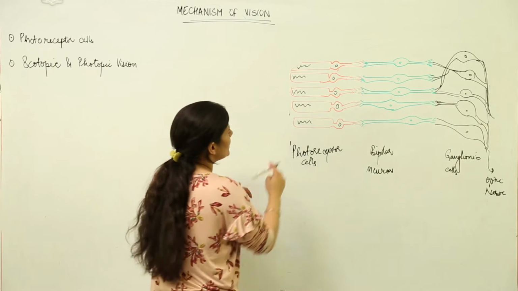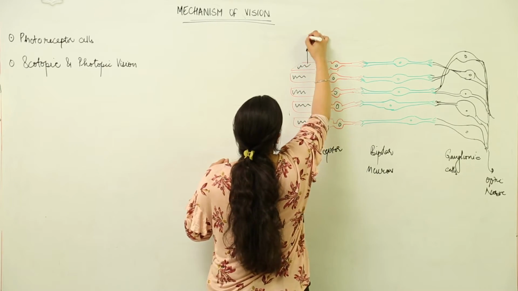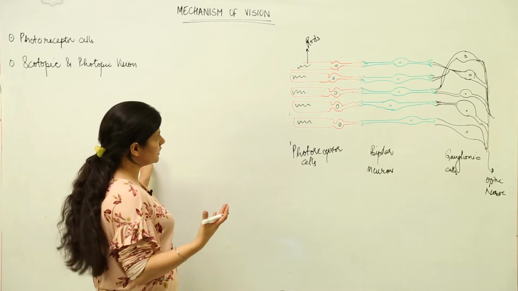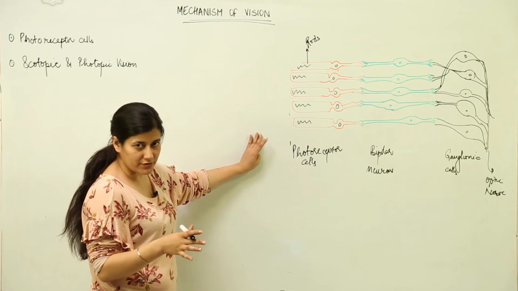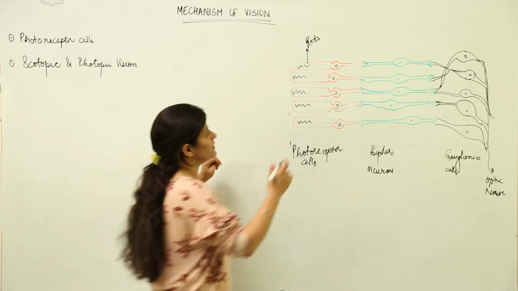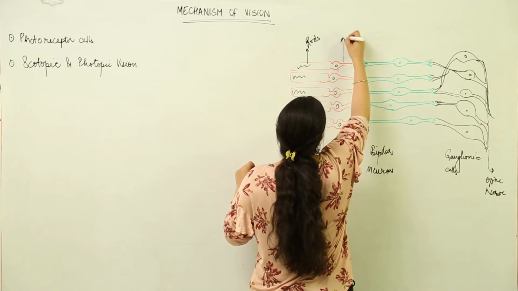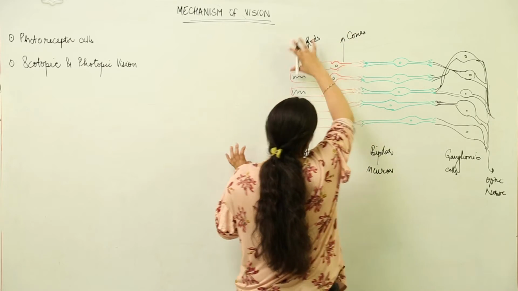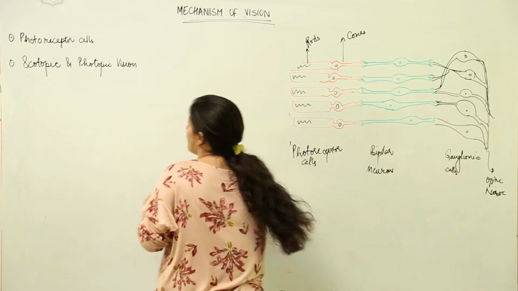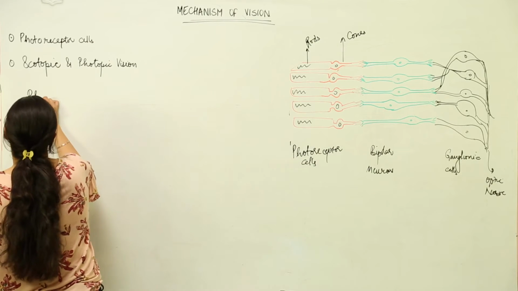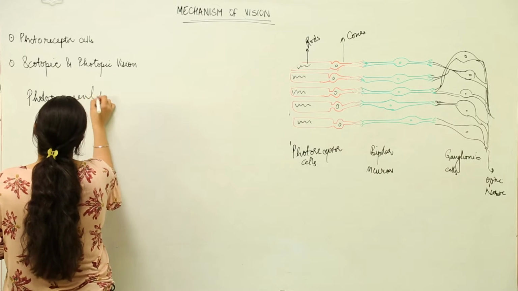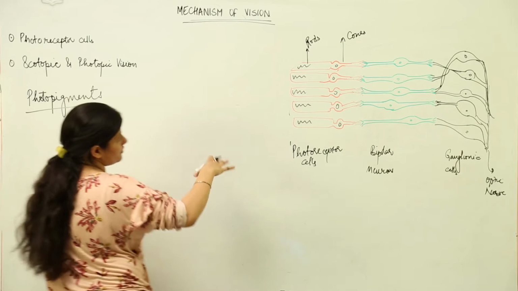So, let us see. These are the rods. Photoreceptor cells are present in the retina. The first layer is of photoreceptor cells. There are 2 types of photoreceptors, one is rods and the other is cones. These rods and cones are the photoreceptor cells which have photopigments in them. Different types of photopigments would be present in these photoreceptor cells.